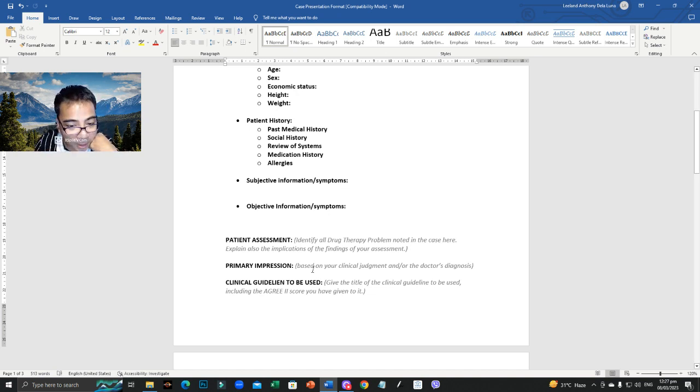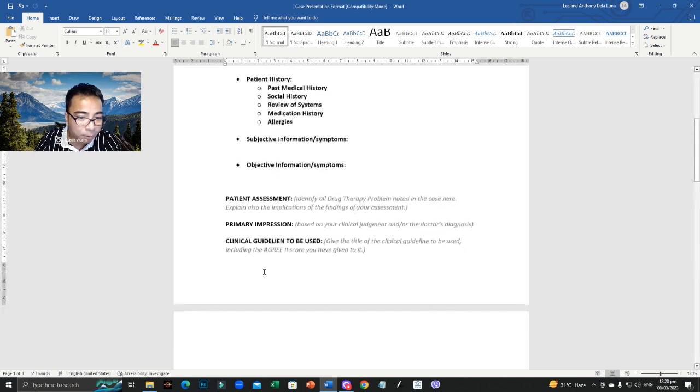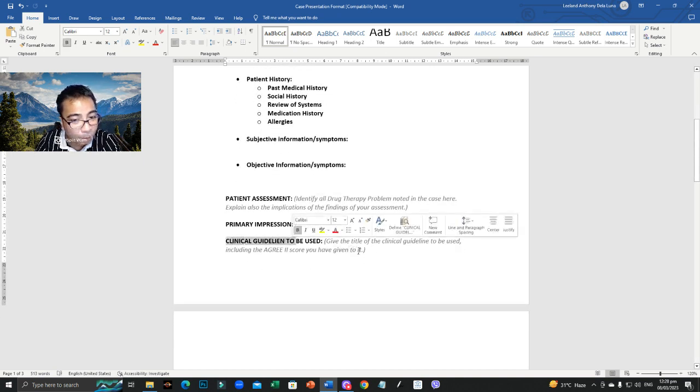Then primary impression. Now this one, class, would usually be based on your clinical judgment or the doctor's diagnosis. So isusulat nyo lang dito, primary impression: patient has sepsis secondary to a wound infection. Basta, class, kung ano yung nakasulat sa case niyo, diagnosis or what you believe. Kung hindi nabigyan ng diagnosis sa case niyo, then based on your clinical judgment, what is your primary impression or what is the diagnosis for the patient?